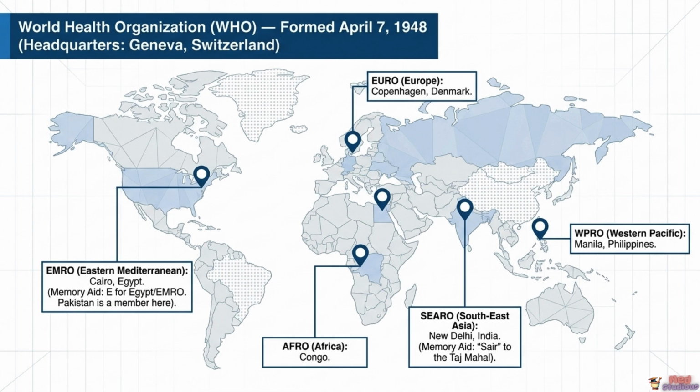The Southeast Asia Regional Office, SEARO, is in New Delhi, India, and covers 11 countries, including India, Bangladesh, Sri Lanka, Nepal, and Myanmar. The European Regional Office, EURO, is in Copenhagen, Denmark, and the Western Pacific Regional Office, WPRO, is in Manila, Philippines. These 6 regional offices, operating under Geneva's central governance, collectively implement the WHO's global health mandate across 194 member states.